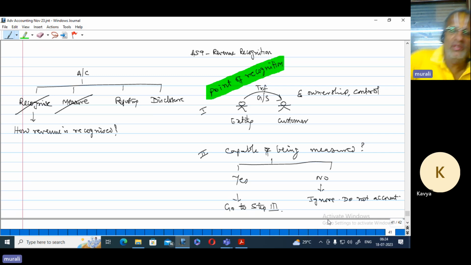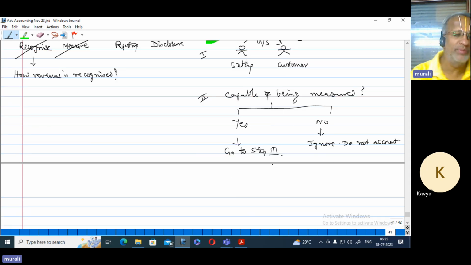First and foremost thing, transfer of goods and services along with ownership and control. Next thing, whether it is capable of being measured, you just check. If it is no, do not account at all. And when it is yes, go to step number 3. What do we have in step number 3?